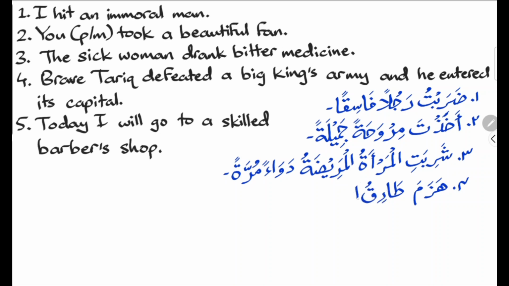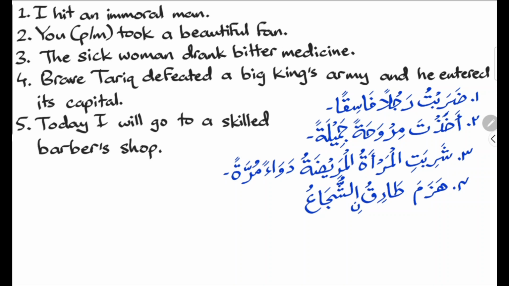Brave is ash-shuja'. Notice how we bring in the alif lam on ash-shuja' because we have to make it definite and specific in accordance with Tariq, because Tariq is already specific. It doesn't need an alif lam. But since it's specific, ash-shuja', we also make it specific by adding an alif lam. Hazama Tariqun ash-shuja'u. This is how you pronounce it.